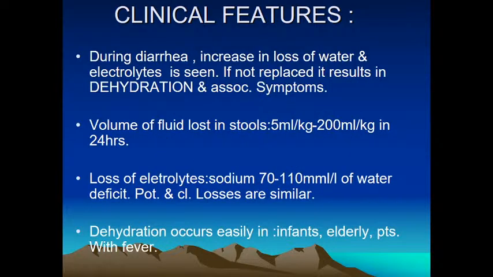During diarrhea, an increase in loss of water and electrolytes is seen. If it is not replaced, you can get dehydration. The volume of fluid lost in stool is 5 ml per kg, up to 200 ml per kg in about 24 hours. There is a loss of 70 to 110 ml per liter of water deficit, and potassium and chloride losses take place. These result in dehydration, as well as various problems due to decreased electrolytes.